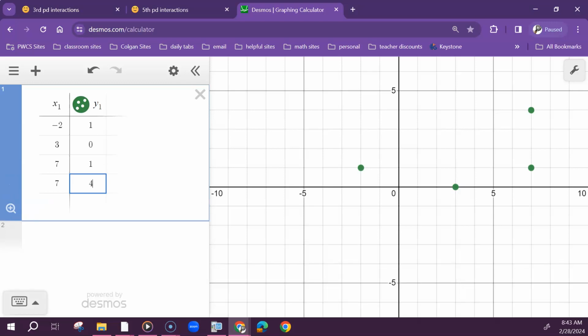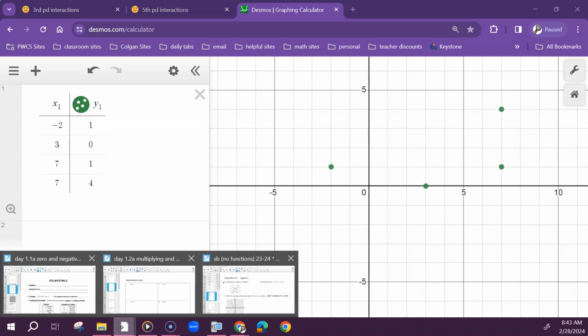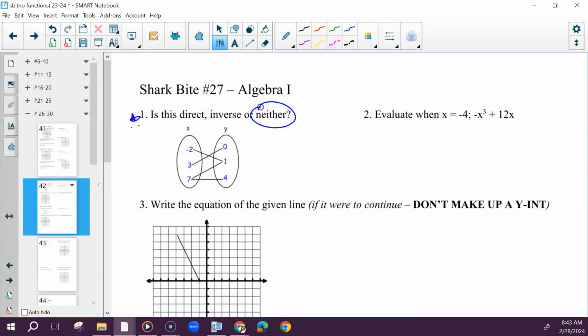So as I'm looking at this, it does not make a line that goes to the origin, so not direct. It makes a curve, but not the curve we want, so it's not going to be inverse. But if you divided these, 1 divided by -2, 0 divided by 3, you'd see that it's not direct. And if I multiplied, I also wouldn't get the same answer, so it is neither. Questions on that one?